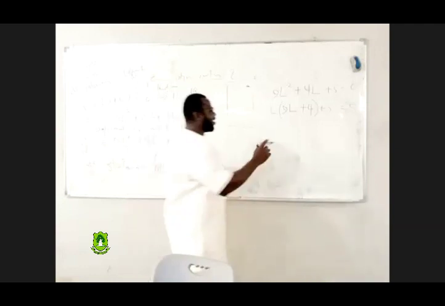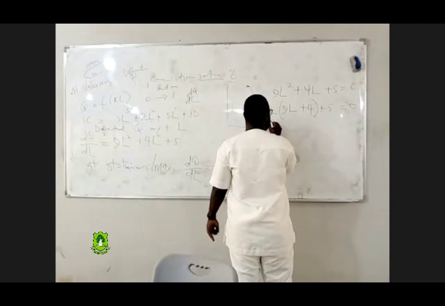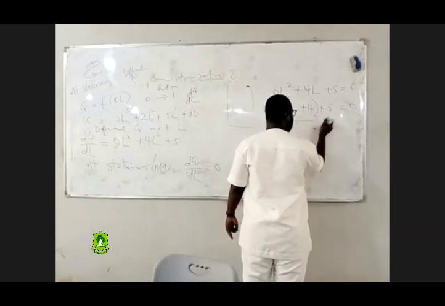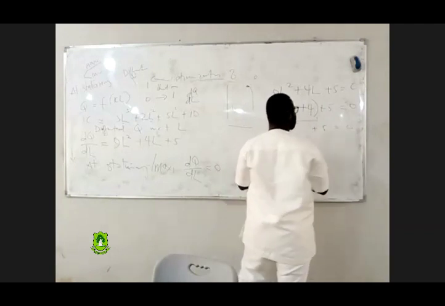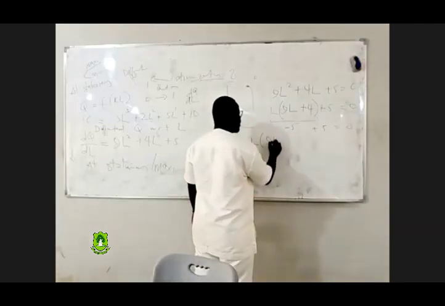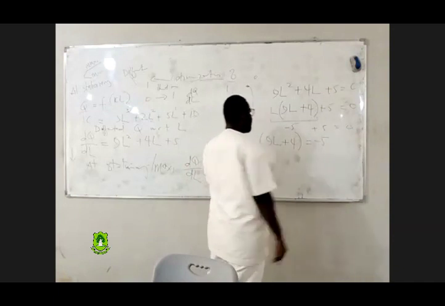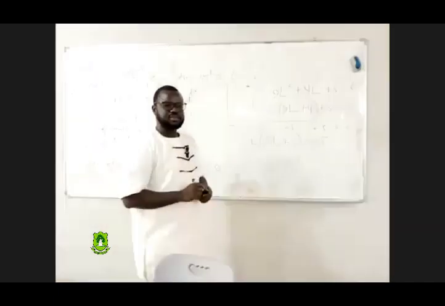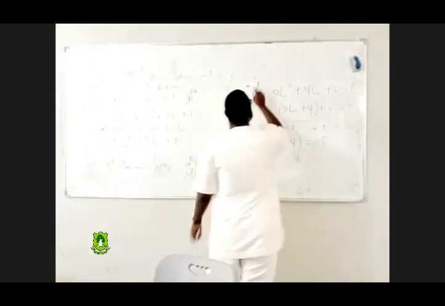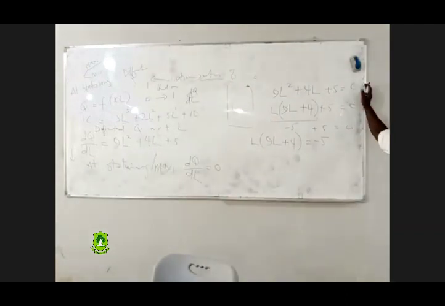Now, what will make this one to be equal to 0? It means the whole of this should be minus 5, plus 5 before it comes to 0. Are we together? So we can just put L9, this one, plus 4, is equal to minus 5. Then we can work it out. But the bottom line that I'm trying to draw is, at that maximum point, the differential should be equal to 0.